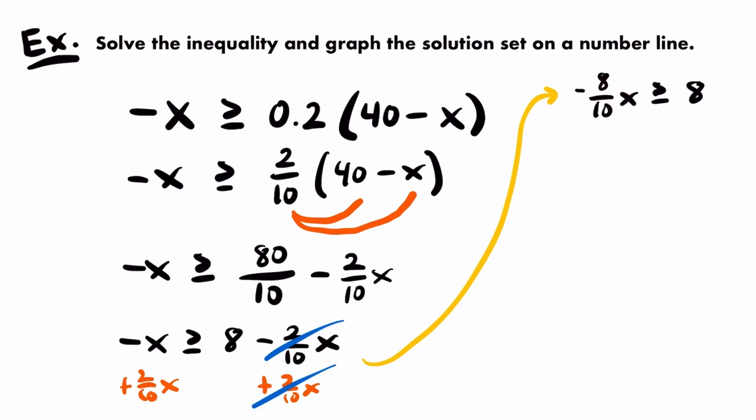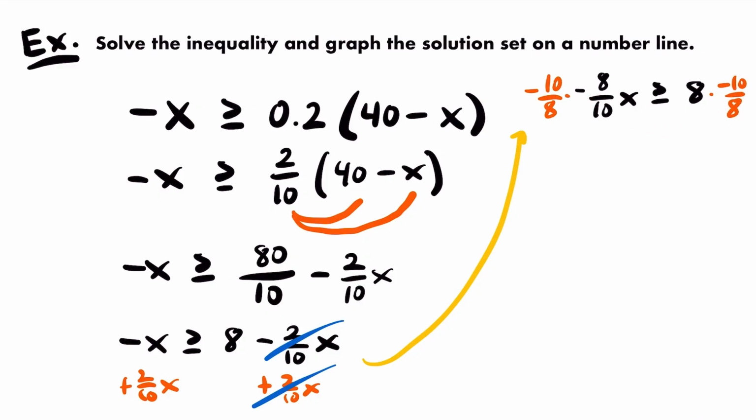And to do that, our last step is to eliminate the coefficient of that variable, which is negative 8 tenths. So what we need to do is divide both sides of the inequality by that coefficient. Or since it's a fraction, an easier way to think about it is we want to multiply both sides of the inequality by the reciprocal of that fraction. That would be the same thing as dividing by that fraction. Okay, and so the reciprocal of a fraction is just that fraction, but where you flip the numerator and denominator. So what I'm going to do is multiply both sides of the inequality by negative 10 eighths. Okay, I just flipped the numerator and denominator, giving me the reciprocal.